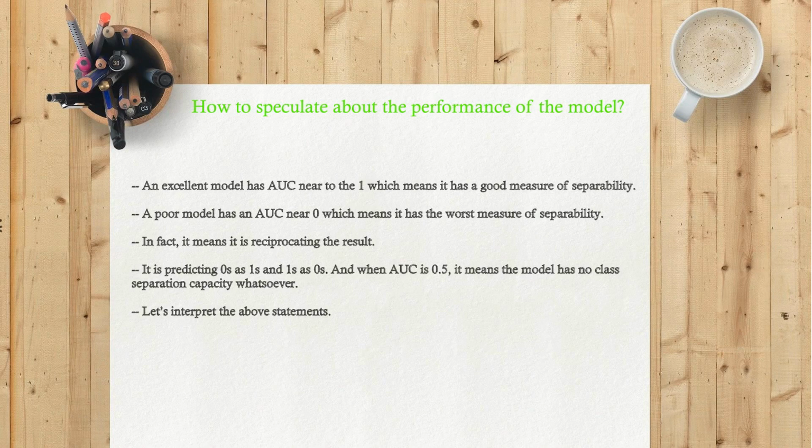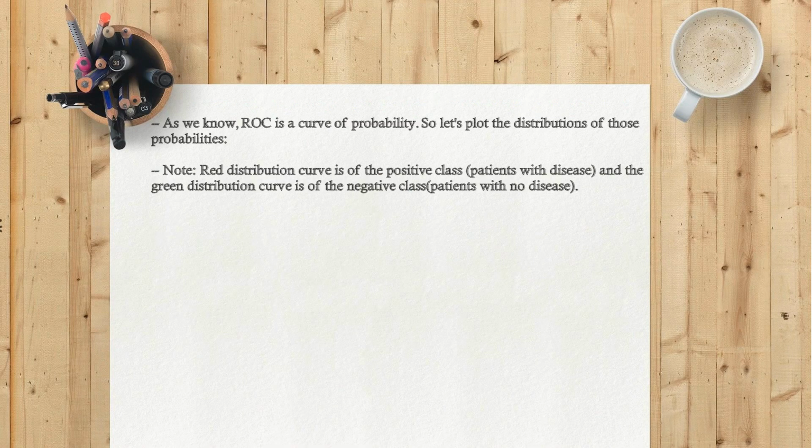Let's interpret the above statements. As we know, ROC is a curve of probability. So let's plot the distributions of those probabilities. Note, the red distribution curve is of the positive class, patients with disease, and the green distribution curve is of the negative class, patients with no disease.